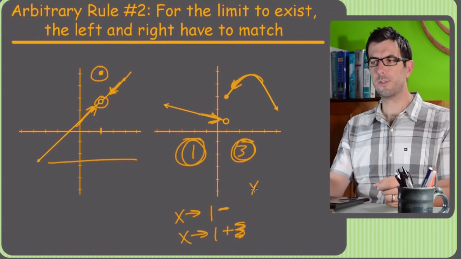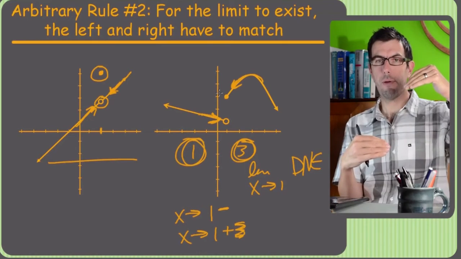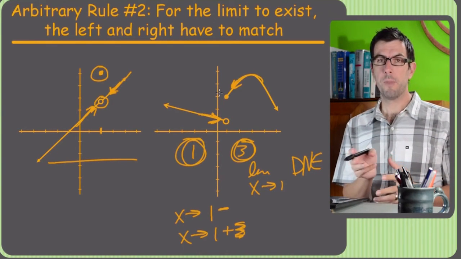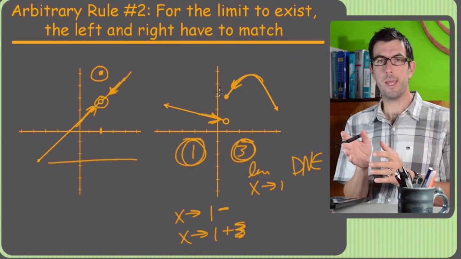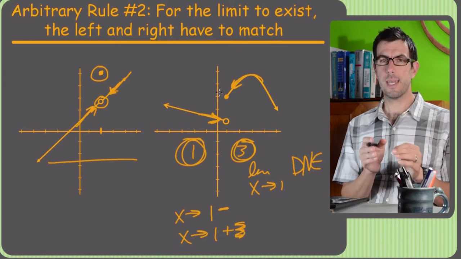But if x is just approaching 1, so it's the limit as x approaches 1, it does not exist because the left and the right don't match up. All right, so once you get a bunch of practice, and always check your answers in the back of the book, hopefully this will help you figure out why maybe you're getting some wrong in the back of the book.